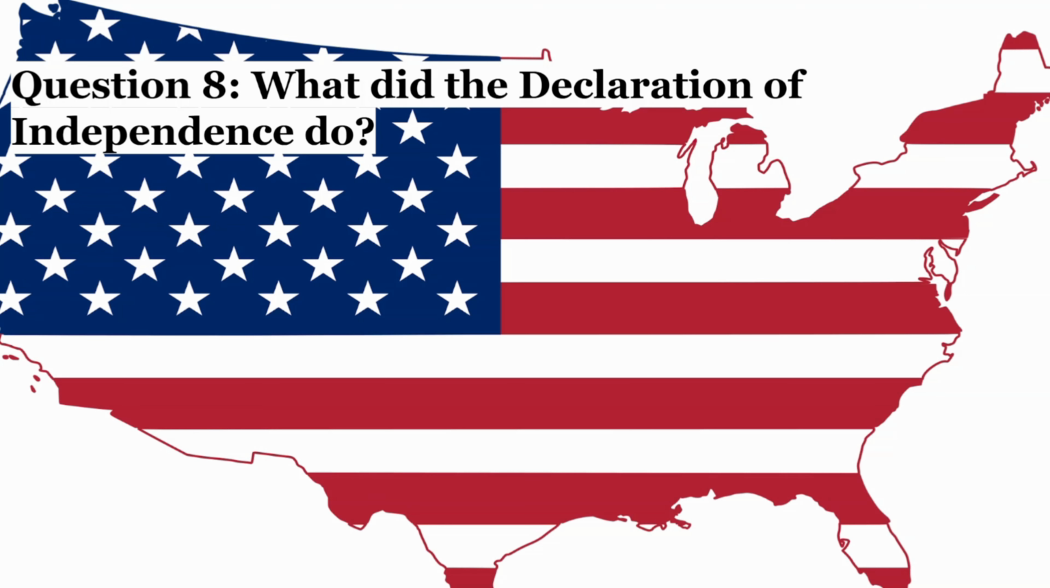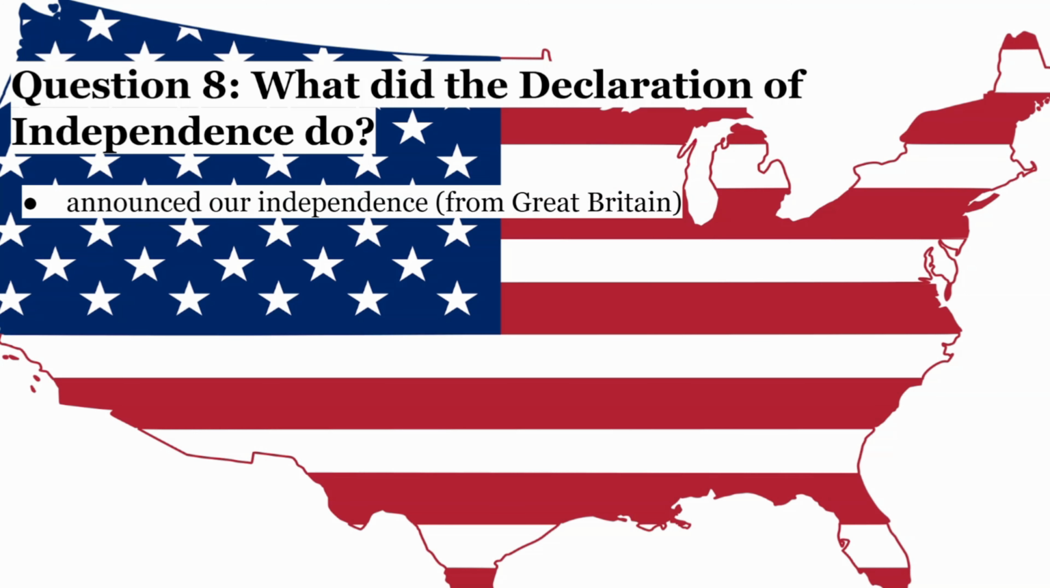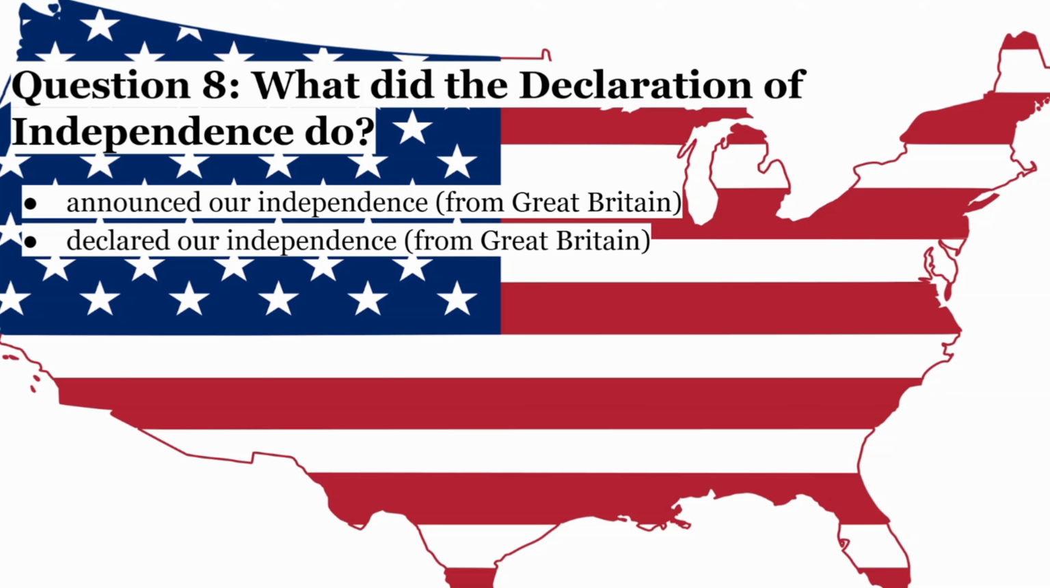What did the Declaration of Independence do? The answers are: announced our independence from Great Britain, or declared our independence from Great Britain. If you want to become a citizen, you need to know that the US got its independence from Great Britain. It was formerly a colony of Great Britain, under the monarchy there, and they didn't like it. So they broke up from them.